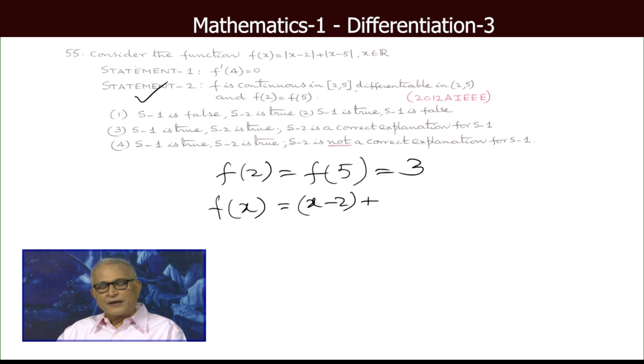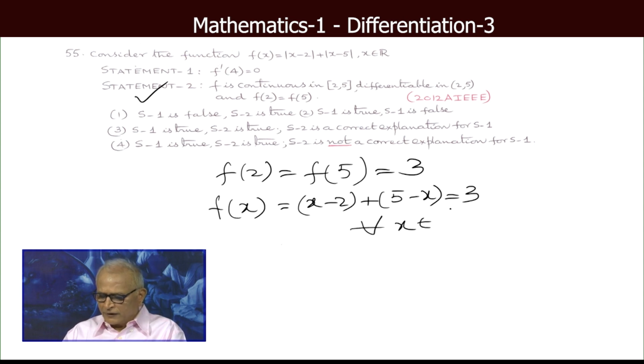For all x less than or equal to 5, x minus 5 is less than or equal to 0, so mod x minus 5 is 5 minus x, that is equal to 3. For all x in the closed interval 2, 5. That means on the closed interval 2, 5, f is a constant, always equal to 3.